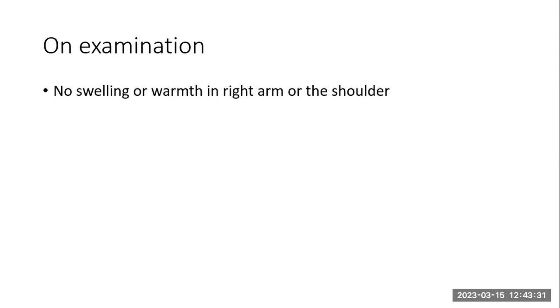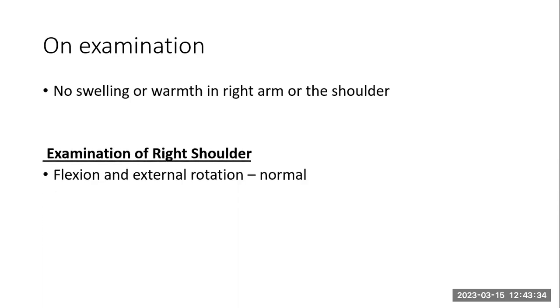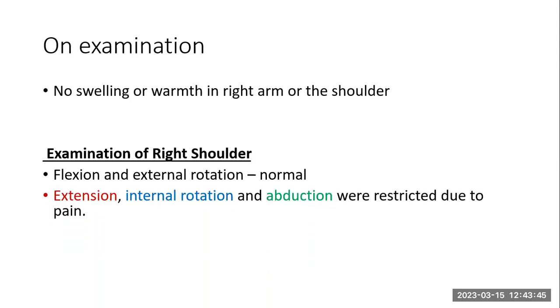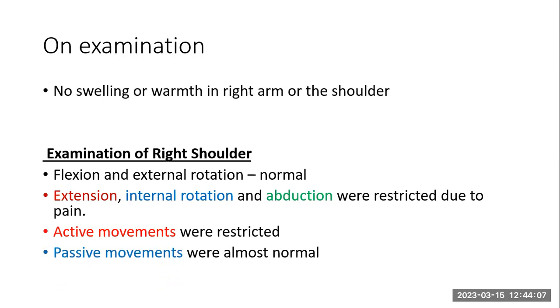Her left shoulder was normal, but her right shoulder examination revealed flexion and external rotation were normal, and extension and internal rotation were painful and restricted. And abduction also restricted due to pain mainly. The important thing here is her active movements were restricted, but her passive movements, when I tried to do those things, were not restricted, but there was pain.